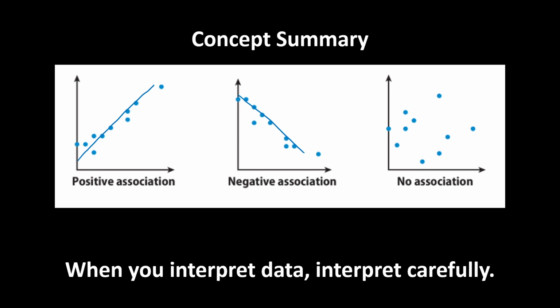One more thing, when you interpret data, definitely interpret carefully. Correlation is not causation. Yes, there may be some very powerful relationships in specific variables, but it's important to determine a broader scope of reports when you're coming to conclusions about sets of data.